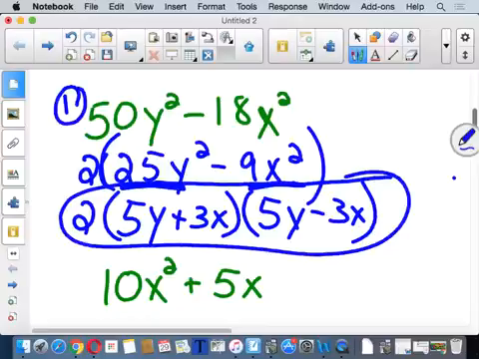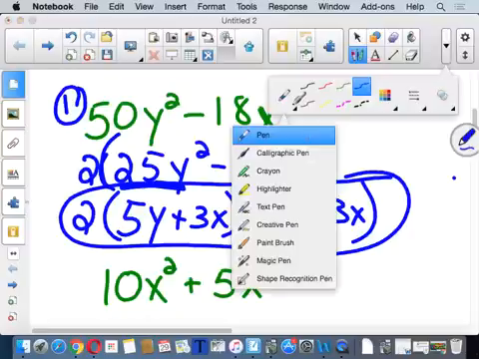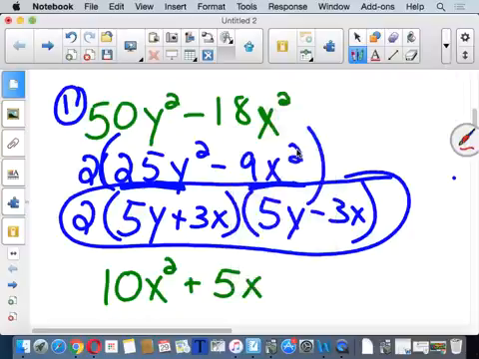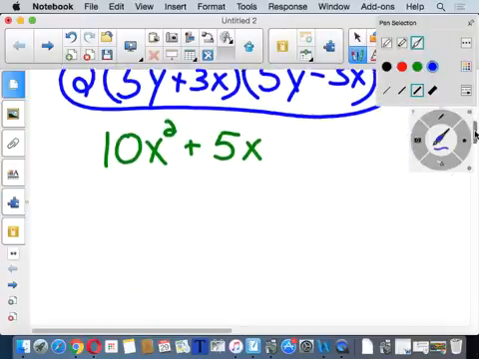Okay, very good here. I thought that would change for me. There we go. That's what I want, except I don't want red. I want blue.